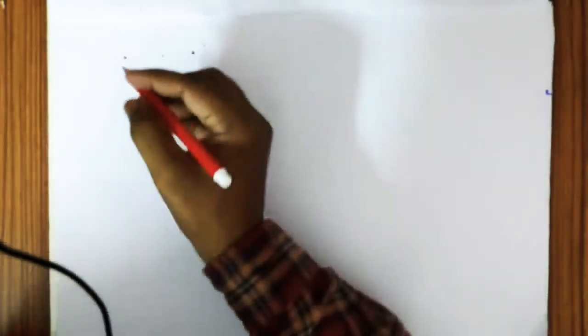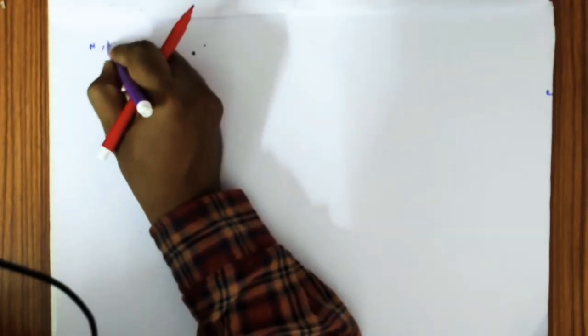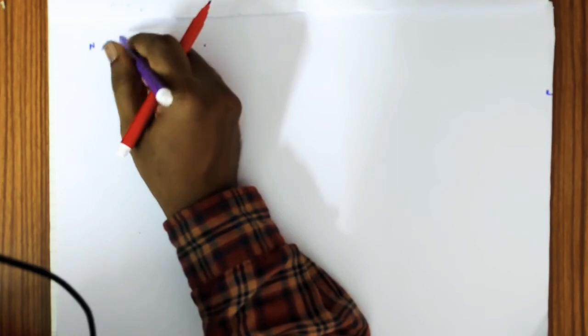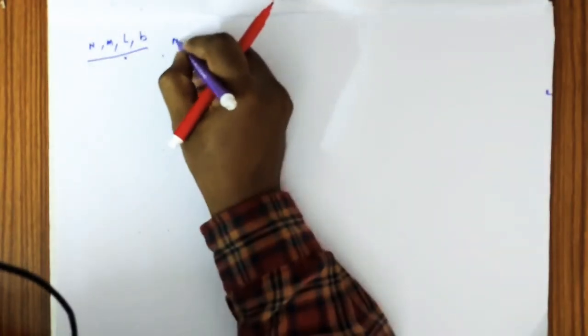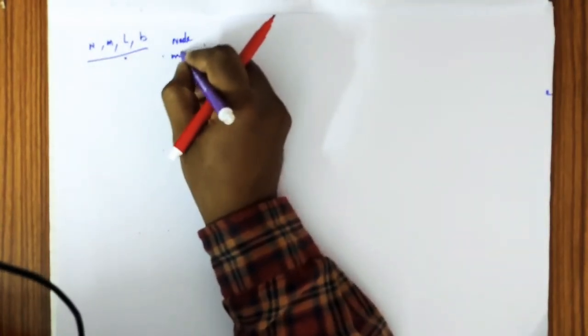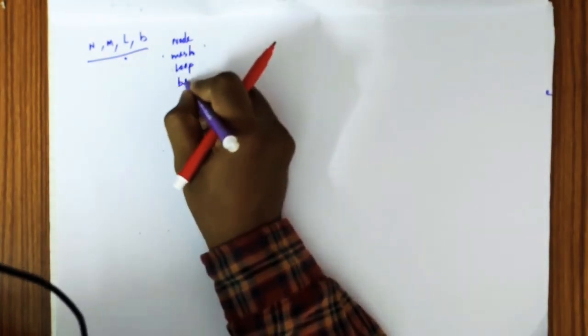Okay, now in this class we'll discuss what is a node, what is a mesh, what is a loop and a branch. So what are node, mesh, loop and branch?